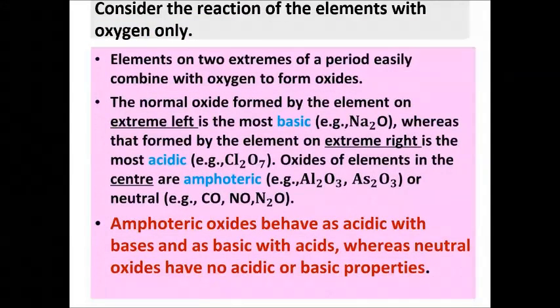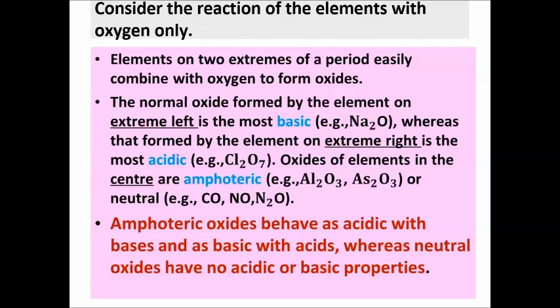If we consider the reaction of the elements with oxygen only, we'll take one example. The elements on the two extremes of a period easily combine with oxygen to form oxides. The normal oxide formed by the element on the extreme left, that is the alkali metals, is the most basic, for example Na2O, sodium oxide, whereas that formed by the element on the extreme right is most acidic, that is Cl2O7. Oxides of elements in the center are amphoteric, and one more type of oxide is there, which is neutral.